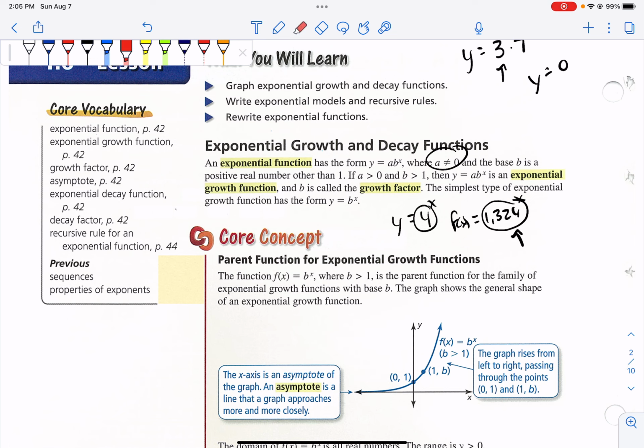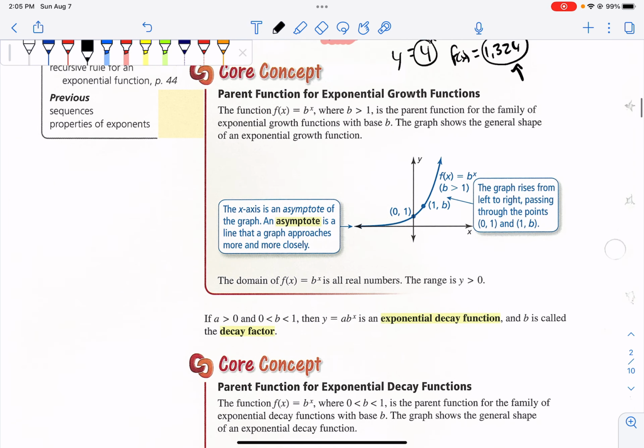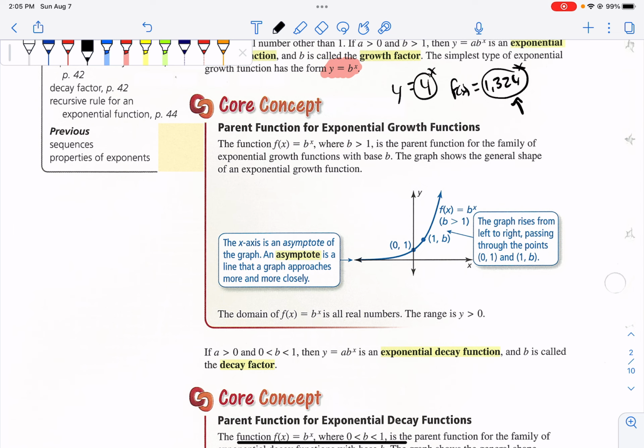So the base form of this, the parent function looks like y equals b to the x value. Okay, that's what the parent function looks like. When you graph it, this is what it looks like on a graph. So a couple of things I want you to notice. As I go to the right, I go through the point 0, 1. Okay, unless my function is getting shifted, I am always going to go through 0, 1.